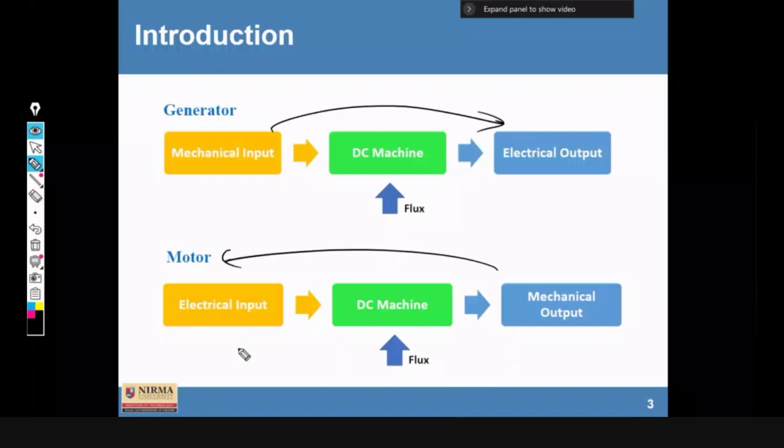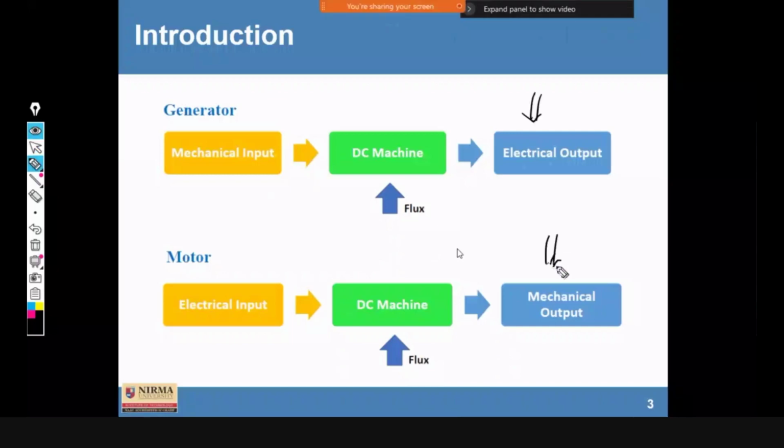Now, energy balance. Energy balance is where certain losses occur in both machines, whether it is a motor or a generator. So losses occur, and these losses can be in the form of heat.